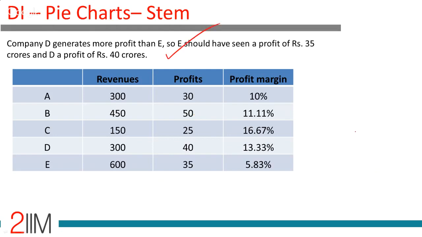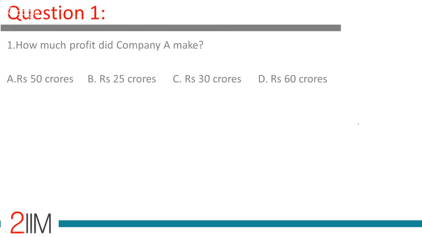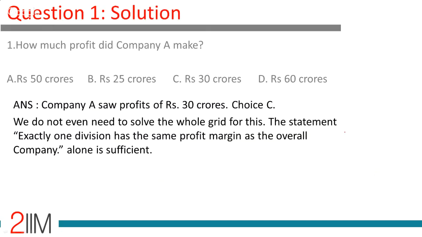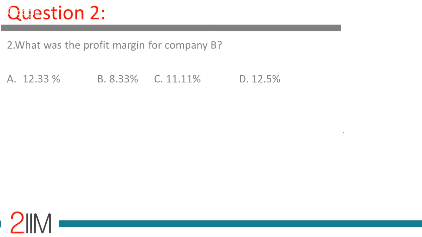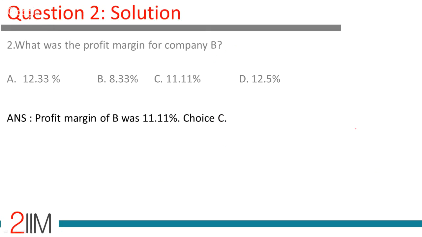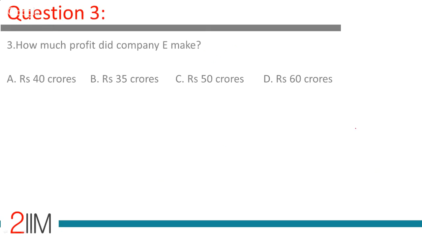We've got the complete grid sitting with us. Now, any question from here on is going to be very simple. Solving the question part is going to be very straightforward once you've got this. So now I'm going to mark all the answers. How much profit did company A make? 30 crores, one of the first inferences that we made. What is the profit margin of company B? Profit of 50, revenues of 450, 11.11%. How much profit did company E make? E is less than D, not 50, so 35 crores.